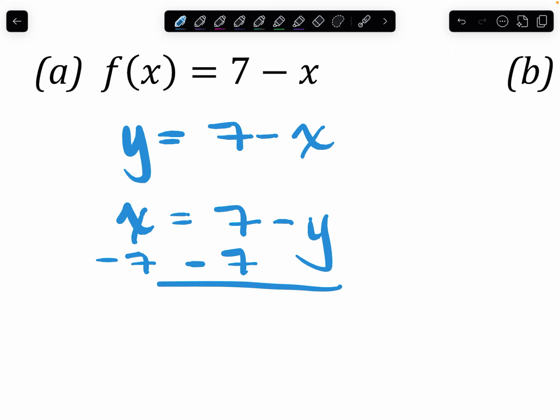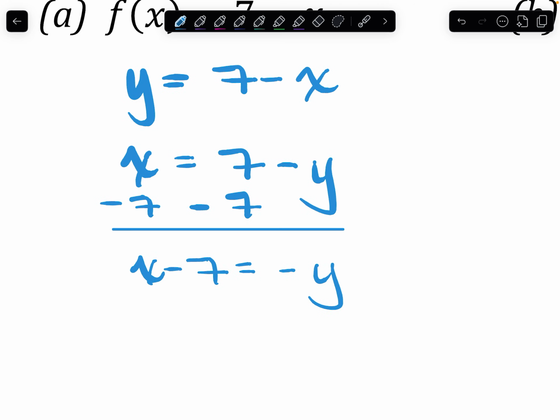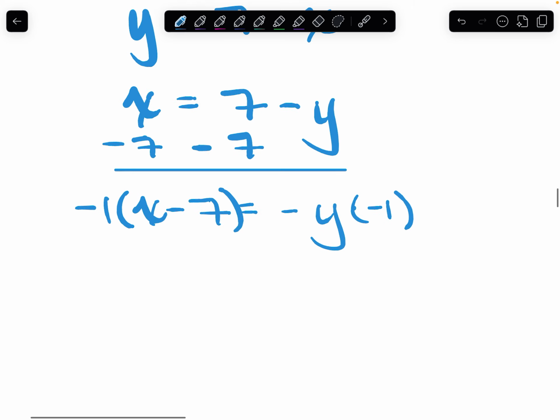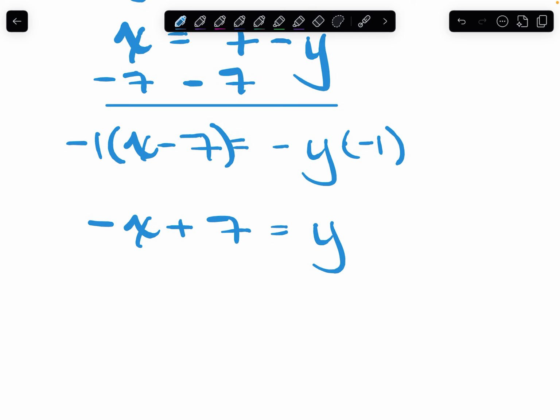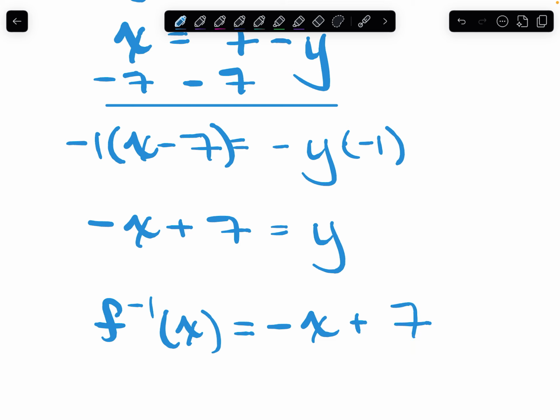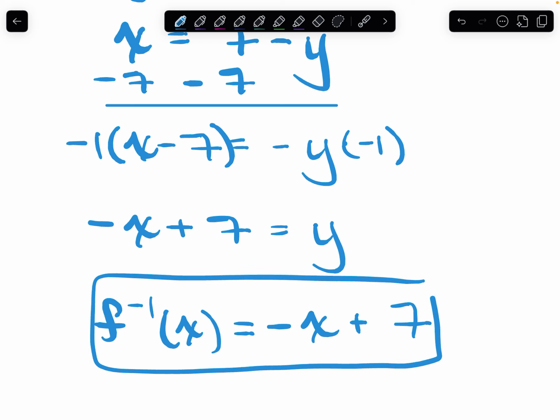x minus 7 equals negative y. And then you have a choice, either divide by -1 or multiply by the reciprocal. Reciprocal of -1 is -1. So I'm going to multiply by -1. Remember, both of these are going to get multiplied by -1. So it's going to be negative x plus 7 is y. And then because it said find the inverse of the function, f -1, you have to remember to replace y with f -1 of x equals negative x plus 7. So here is our inverse function.